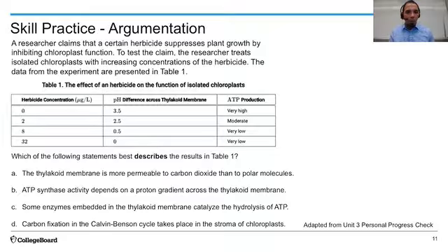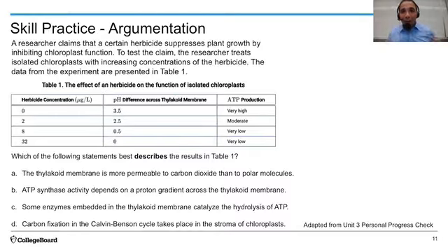I'm not going to go over Table 1 with you. You can read that. So here's the question. Which of the following statements best describes the results in Table 1? You can go through and read options A, B, C, and D, pause the video, and then when we come back, we're going to see how you did.